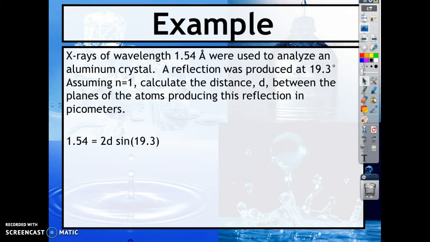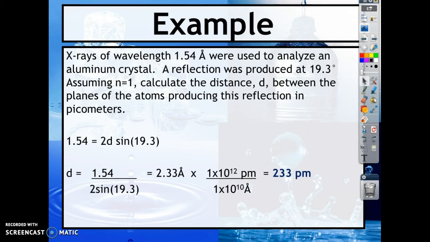Our 2D stays on the right, and we take the sine of the angle given. Plug it all in, rearrange, you're going to end up coming out with 2.33A, which is right here. There's our answer. But it said in picometers, so what we did was convert over. Well, that's not something we've really talked about yet, but 1 times 10 to the 10th A equals 1 times 10 to the 12th PM, so we come out with 233 picometers. I don't think you really need to know this conversion, but you need to understand how we figure out the distance between them, and to do that we use wavelength, and we use deflection or reflection angles.